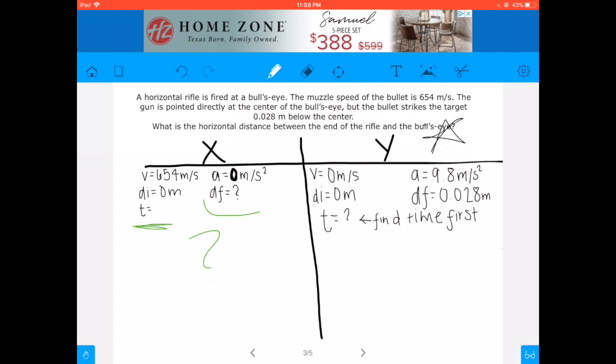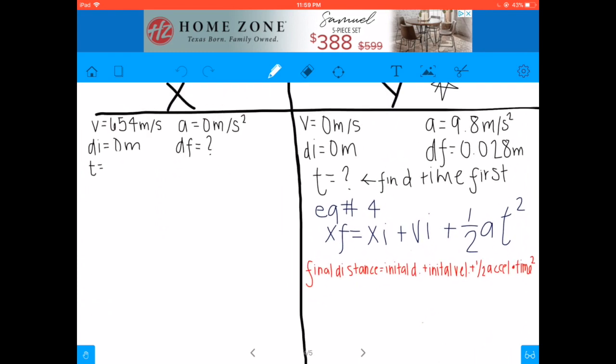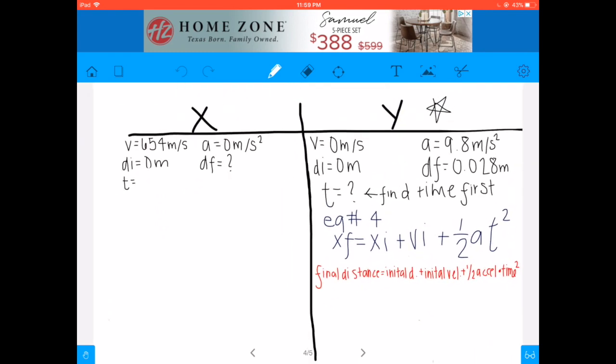In our y side, we only have one missing variable, the time, which means that we have to start in our vertical y side and solve for the time, and then bring it over to our x side and solve for the final distance. So, in order to solve for time using our vertical information, we're going to use equation 4. So you'll notice that our initial velocity equals 0 and our initial distance equals 0.